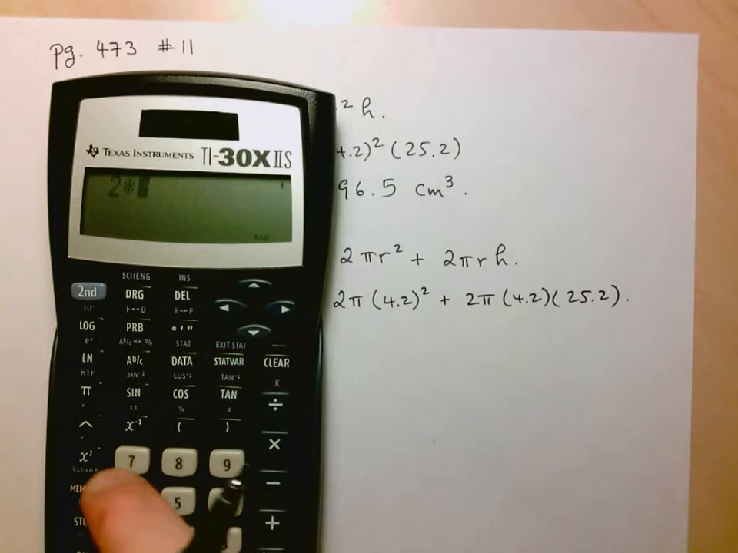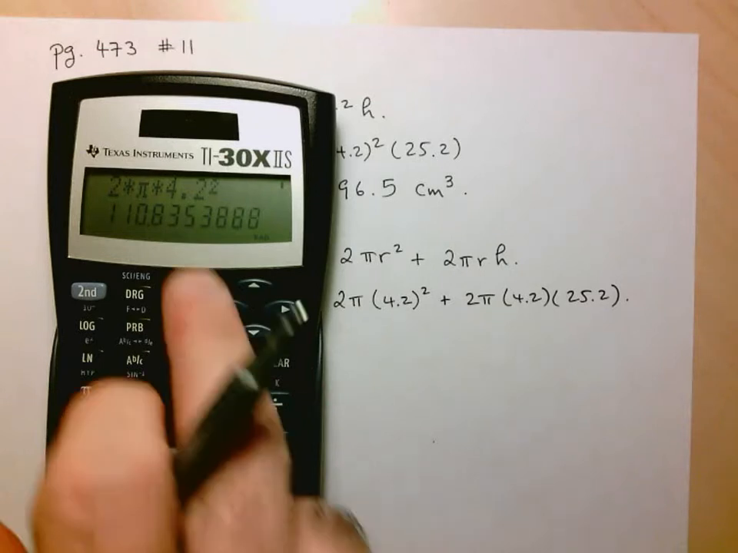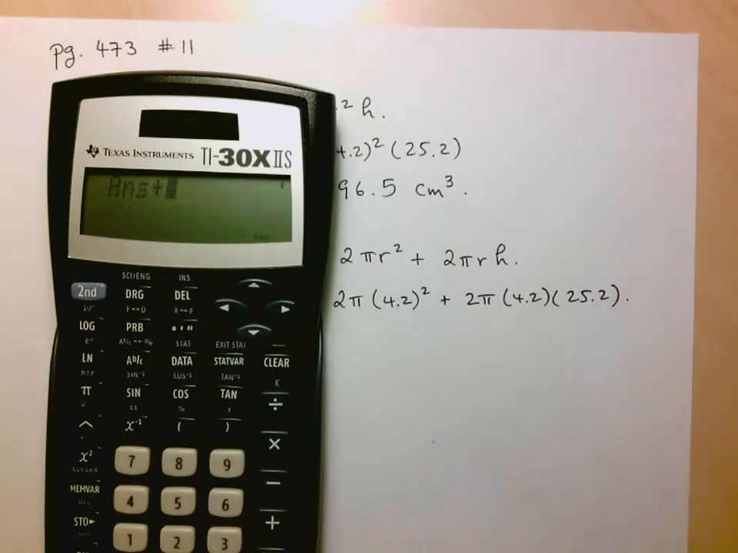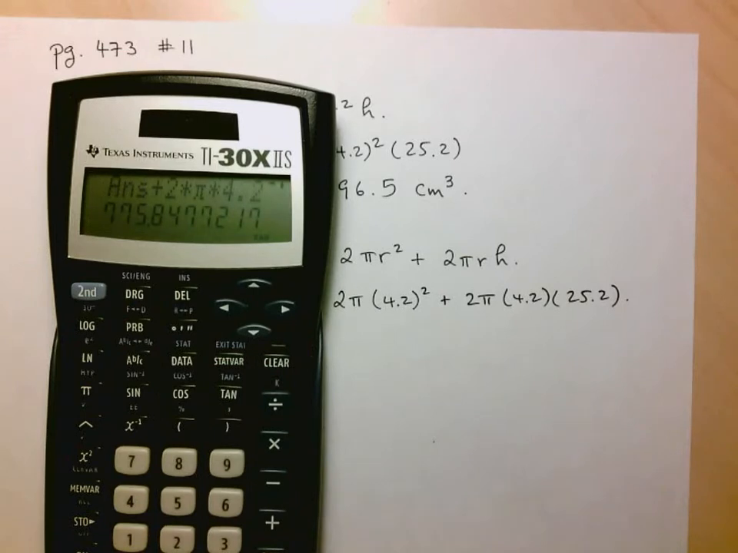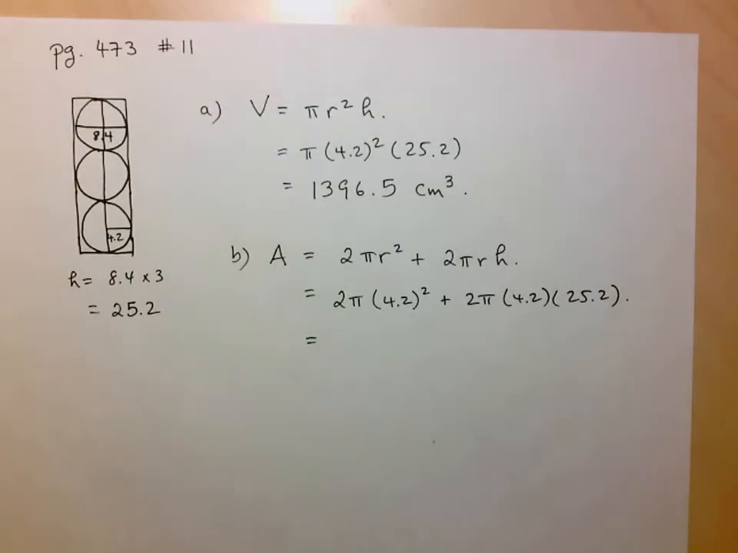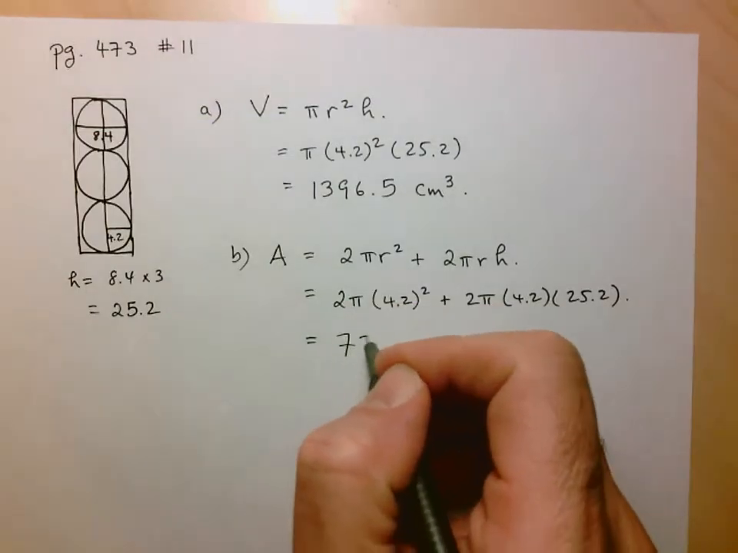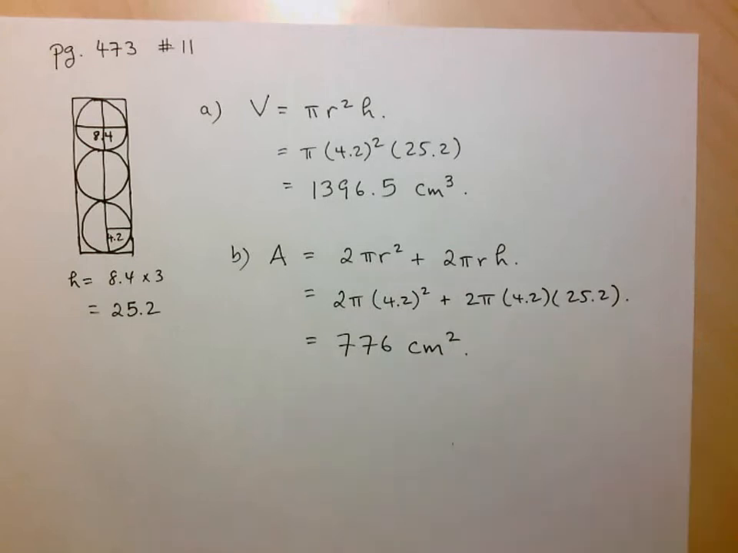We've got 2 times pi times 4.2 squared. Okay, I'll press the equal sign there so I can see what I have on my screen, and I'm going to add to that 2 times pi times 4.2 times 25.2, and that gives me 775.8, and since I'm rounding to the nearest unit, that's going to be 776. So 776, and since it's area, it's centimeters squared.